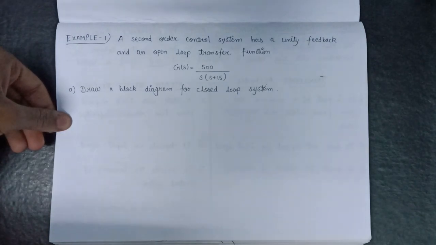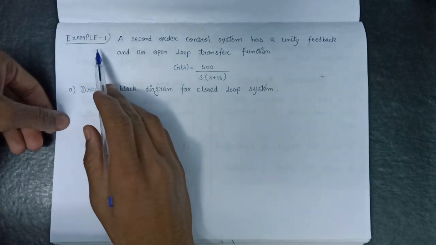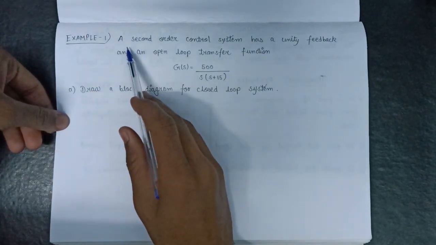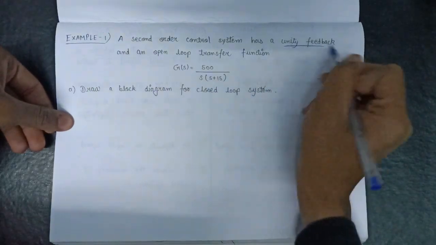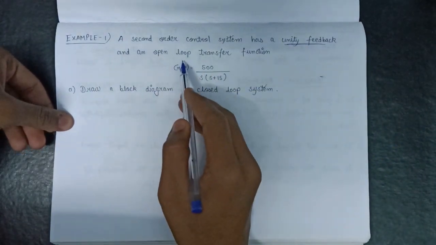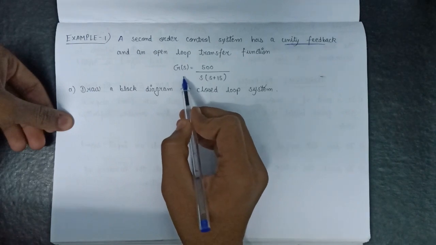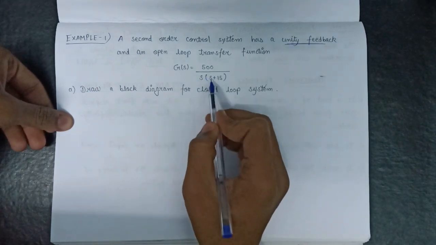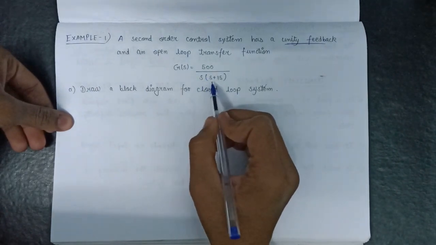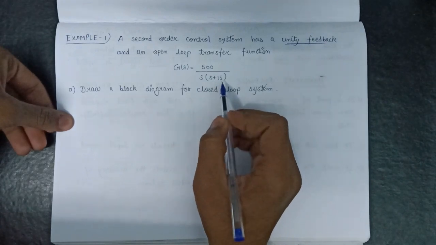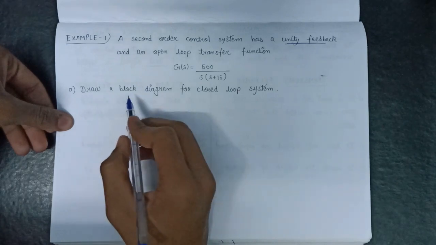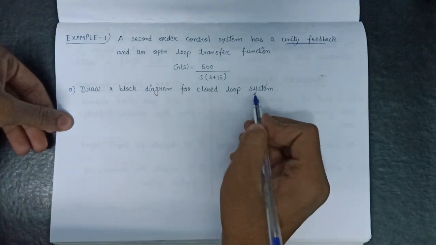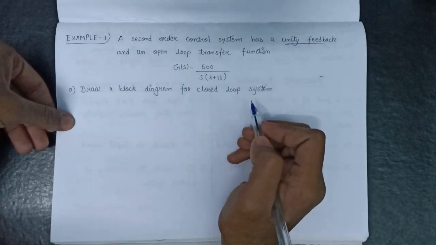Welcome all. In this lecture, we are going to deal with example number 1. So, what does it say? A second order control system has a unity feedback and an open loop transfer function given as G of s equals 500 over s into s plus 15. And what we need to do is draw a block diagram for the closed loop system.